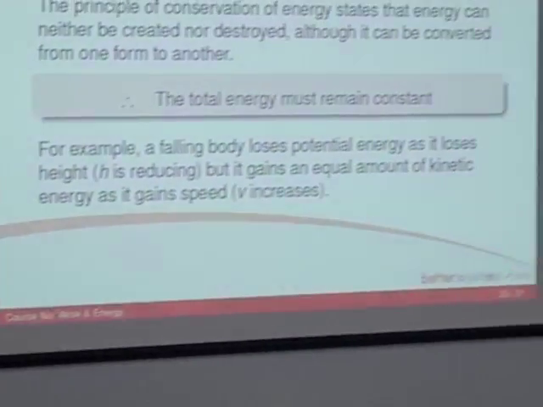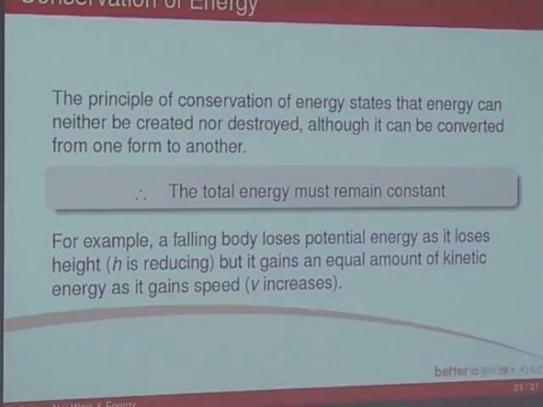There was a problem in the momentum section of a ballistic pendulum where you looked at both energy and momentum, and that was an inelastic collision. The bullet went into the block, the ballistic pendulum, and that bullet implanting itself in the block of wood creates heat, which is a form of energy, thermal energy. The other example is a falling body, the one I was just talking about. It loses potential energy as it loses height, h is reducing, but gains an equal amount of kinetic energy as the speed goes up, v increases, h is going down.